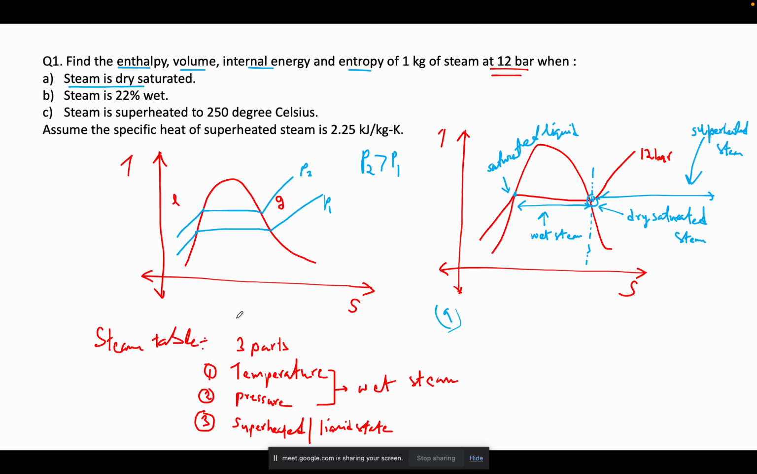Okay, so the first thing it is telling us is that the steam is dry saturated. That means it lies within these regions. In these regions we can go to either table, but here, what is given is a pressure of 12 bar. So we have to go to the second part of the steam table.